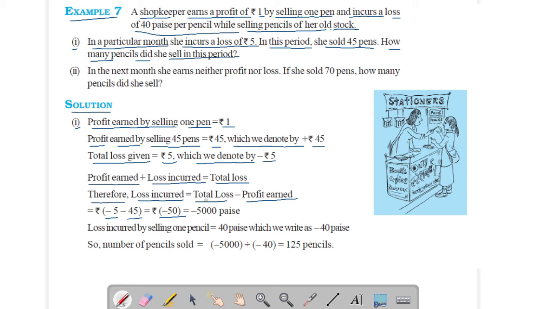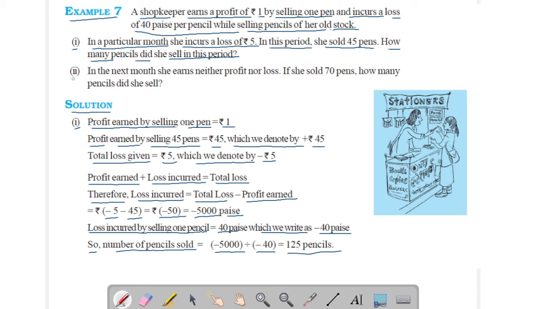Convert it into paisa. 1 rupee equal to 100 paisa. Multiply minus 50 into 100. You will get minus 5000 paisa. Loss incurred by selling one pencil equal to 40 paisa, which we write as minus 40 paisa. So, number of pencils sold equal to minus 5000 divided by minus 40 equal to 125 pencils. This is the answer for first part.